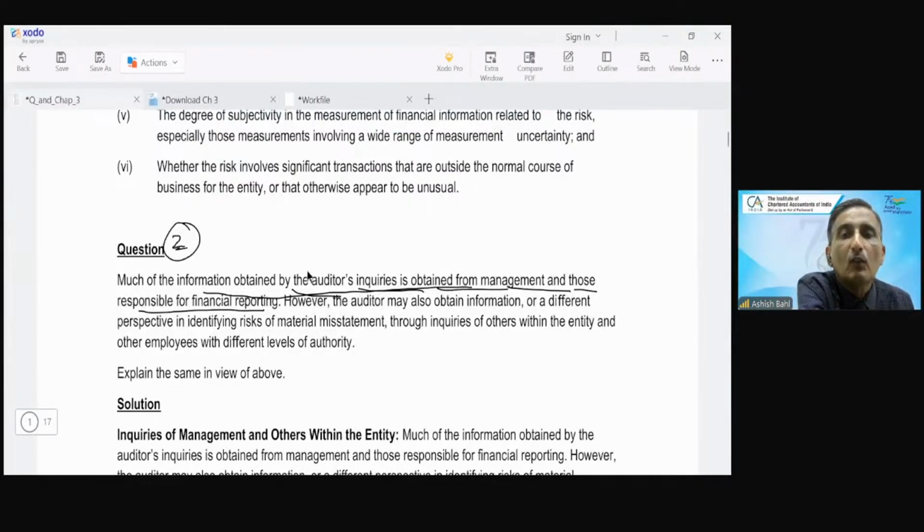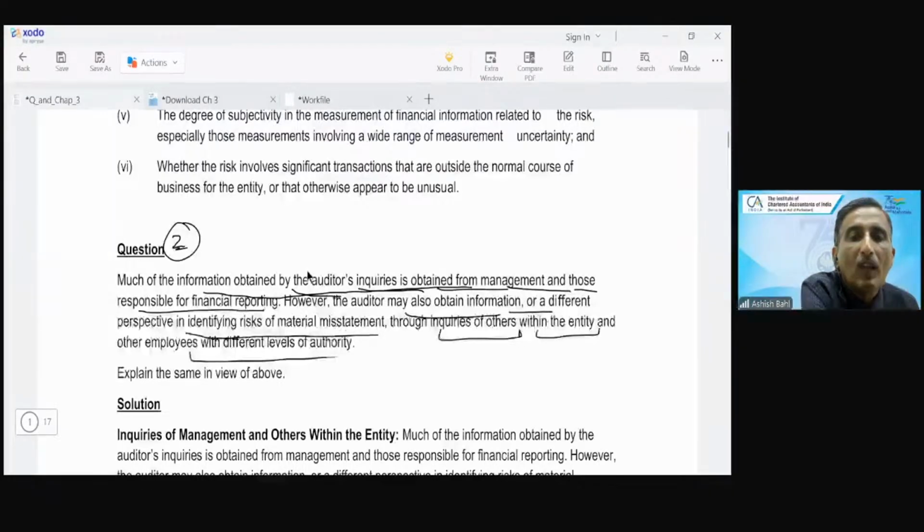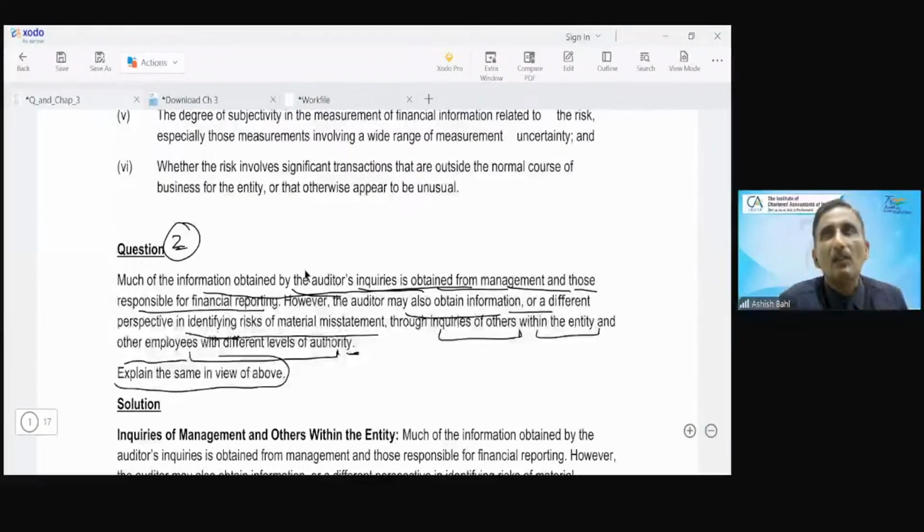However, the auditor may also obtain information or a different perspective in identifying risk of material misstatements through inquiries of others within the entity and other employees with different levels of authority. Explain the same in view of above. So how would you write the answer to this question? Apart from management and persons directly connected with the preparation of financial statements, what are other sets of people within the entity from which the auditor inquires by way of risk assessment procedures to gain an understanding of the entity and its internal control? Yes, I've now rephrased the question for you to make it easy to understand.